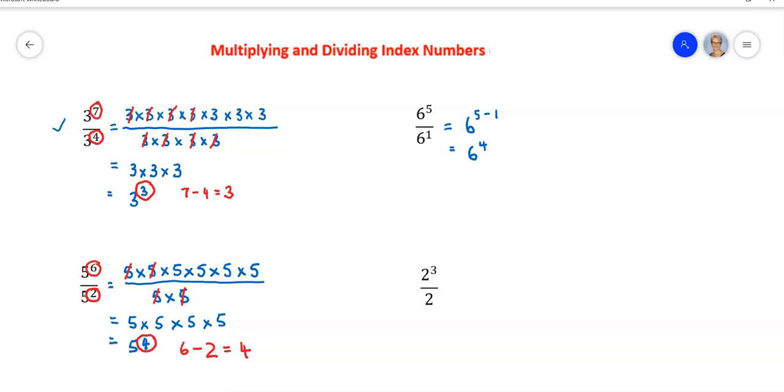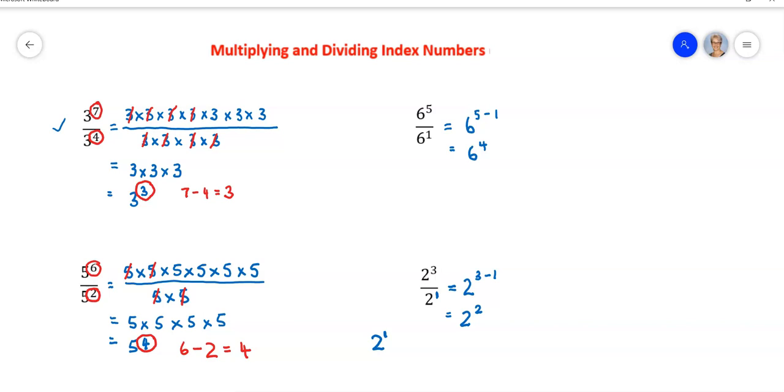Let's look at the last one now. 2 to the power of 3 divided by 2. Now the important thing to remember is that a single number on its own like this is always to the power of 1. So we're really dealing with 2 to the power of 3 divided by 2 to the power of 1. So using our shortcut, our rule, our answer should be 2 to the power of 3 minus 1. 3 minus 1 is 2, so my answer is 2 to the power of 2.